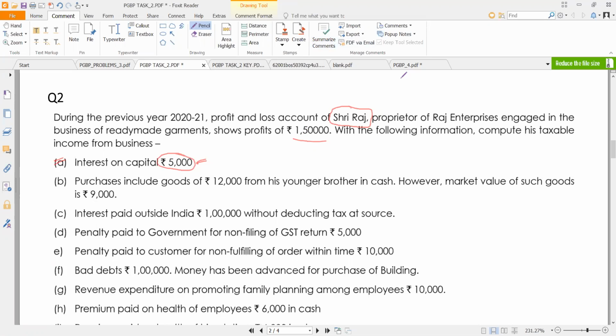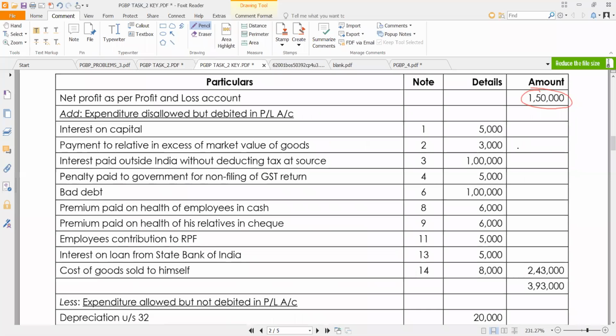So simply, no one can get a benefit from oneself is the principle we have to apply. If somebody takes some amount from the left pocket to the right pocket, that does not become expenditure, and that does not become income also. So definitely it is not a real expenditure. Hence, it has to be added back. So that is added back.